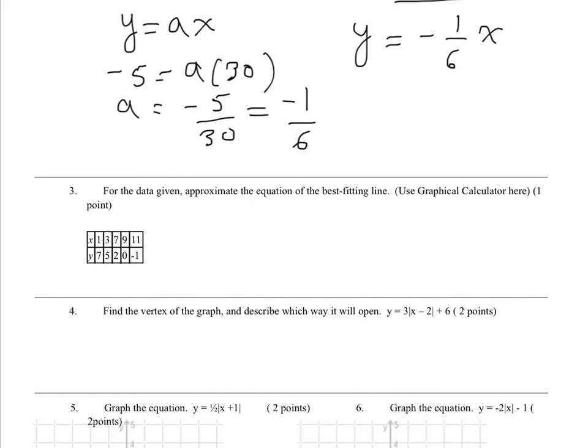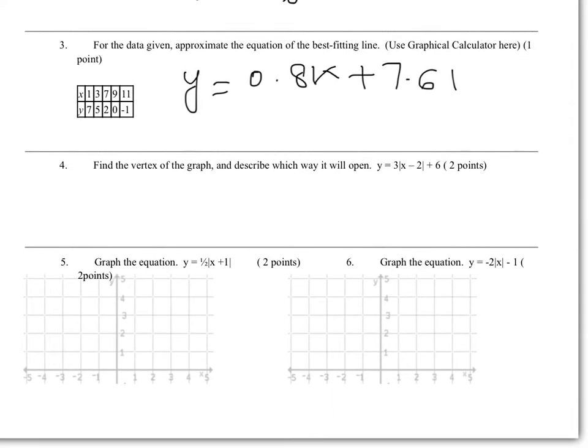Okay. Now, this was purely a calculation question, and those who got it wrong or couldn't do it, please look at the videos again. You get your answer as y is equal to 0.81x plus 7.61. Okay, the next question, number 4.